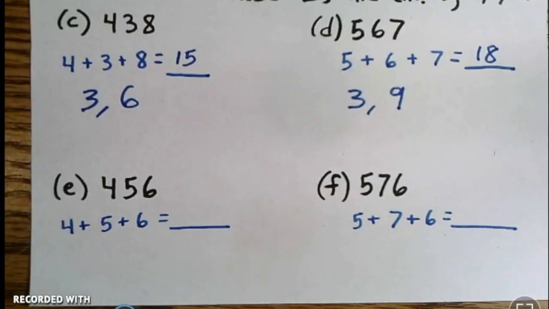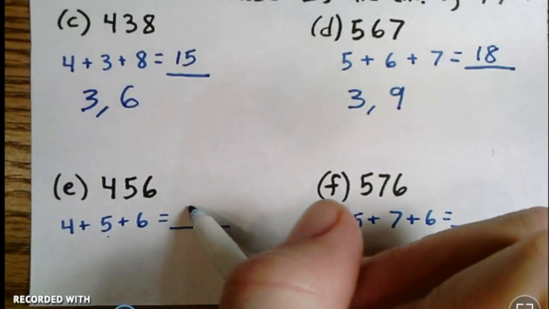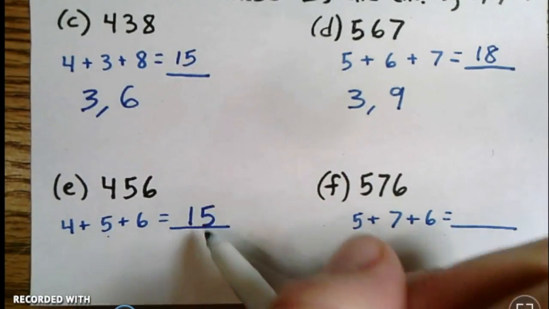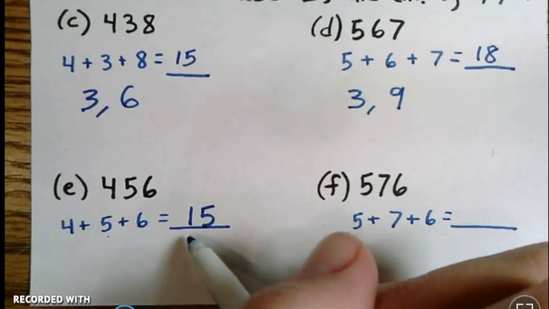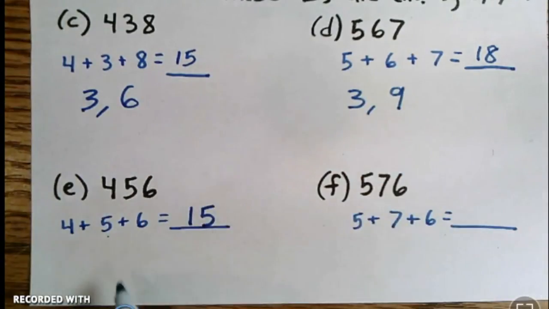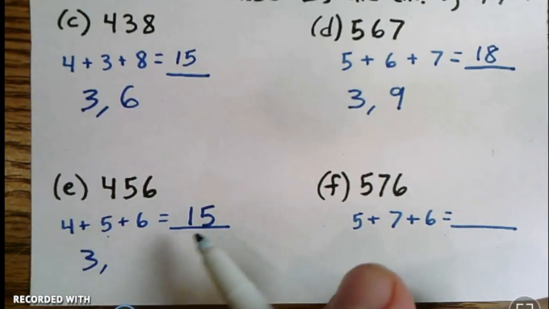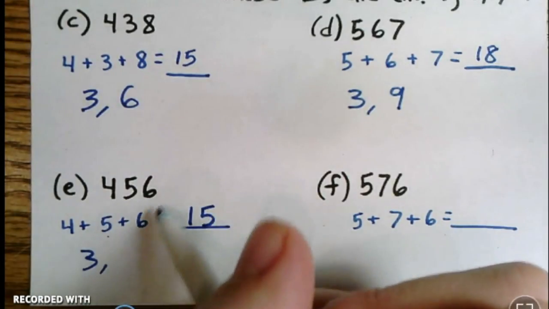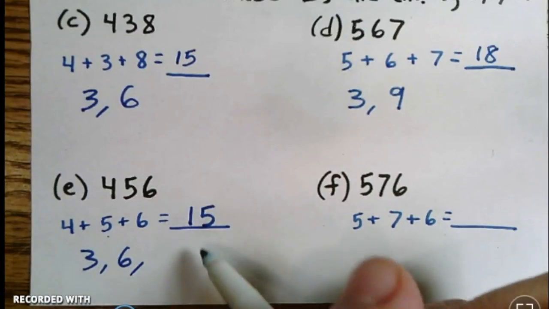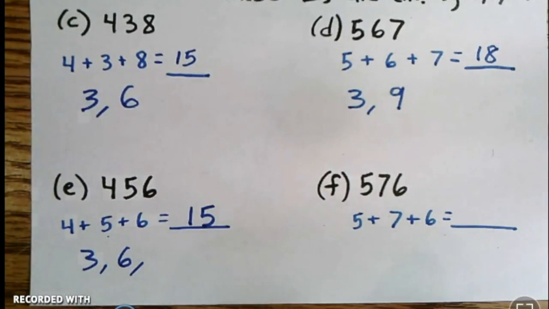What about 456? 4 plus 5 is 9. 9 plus 6 is 15. And now, 15 divisible by 3, yes, we already decided it is. It is divisible by 3, and this number's even, so it's divisible by 6. And it is not divisible by 9.